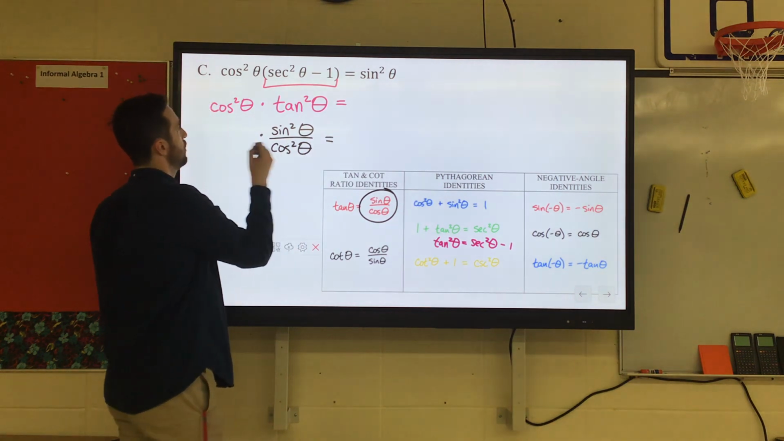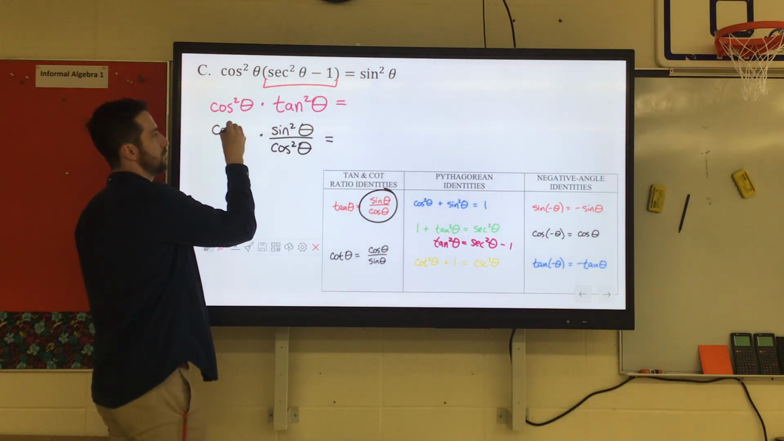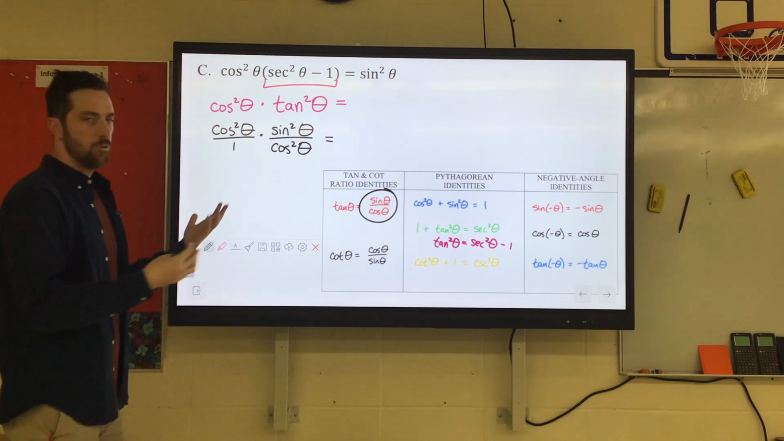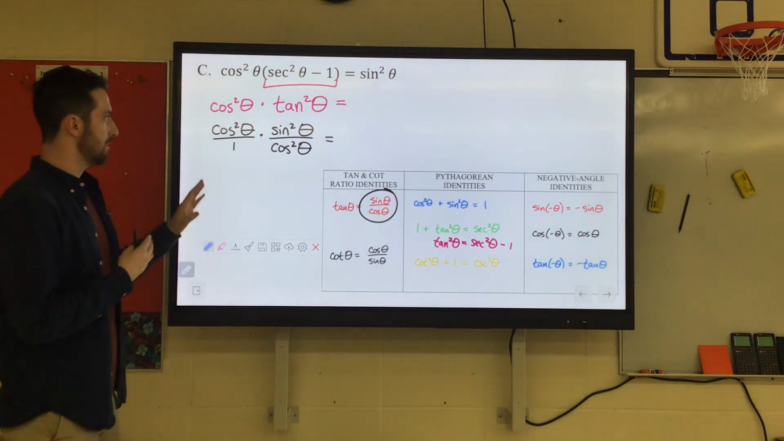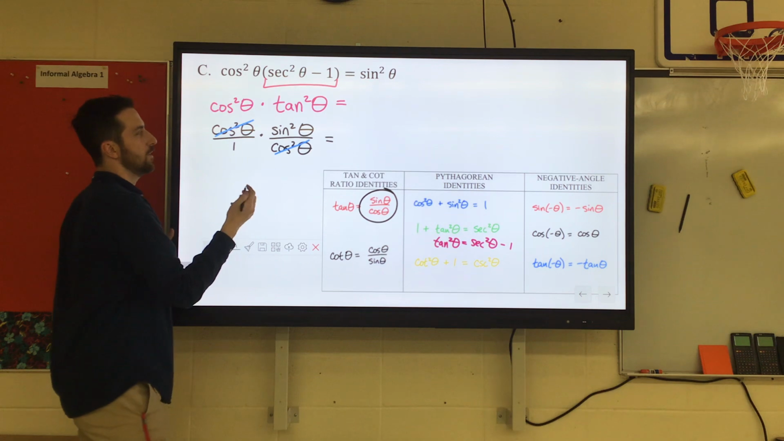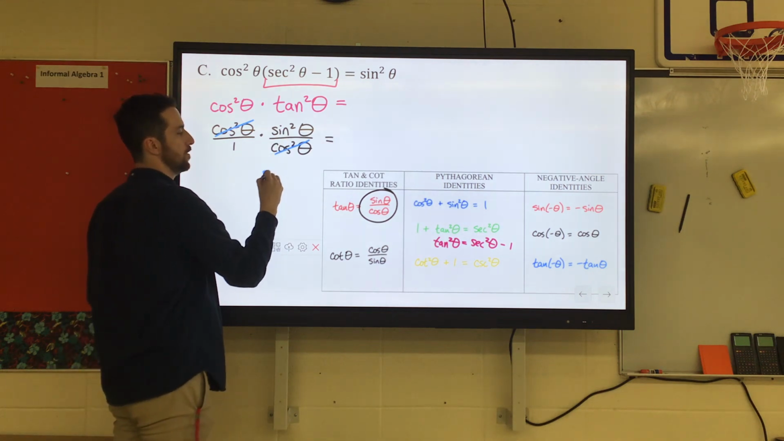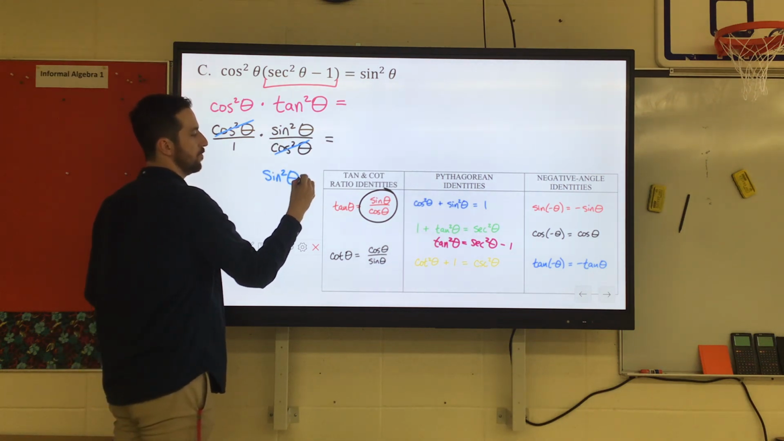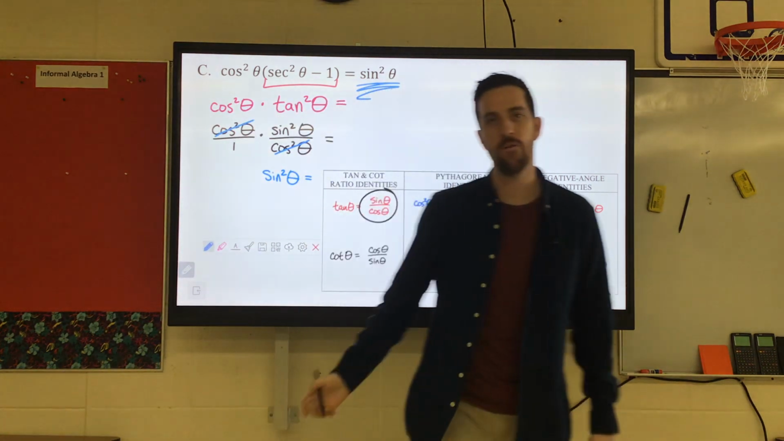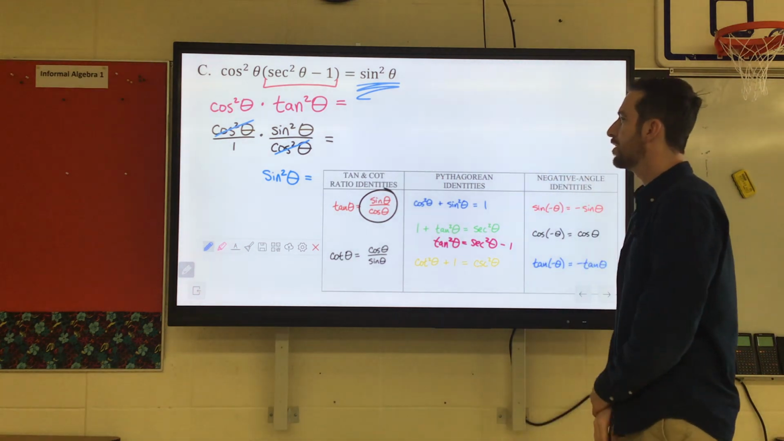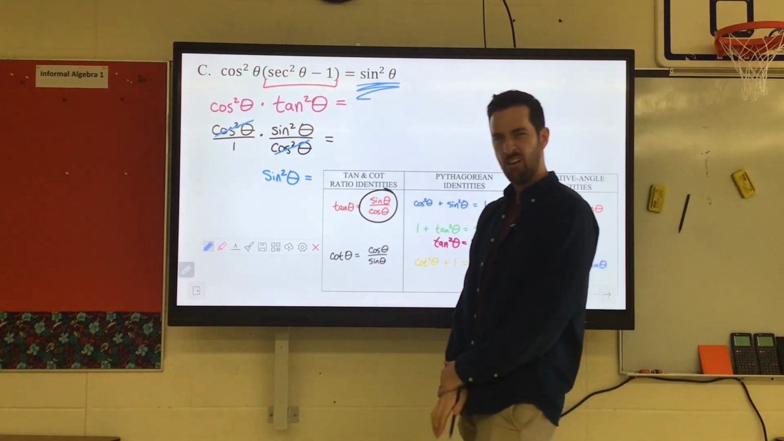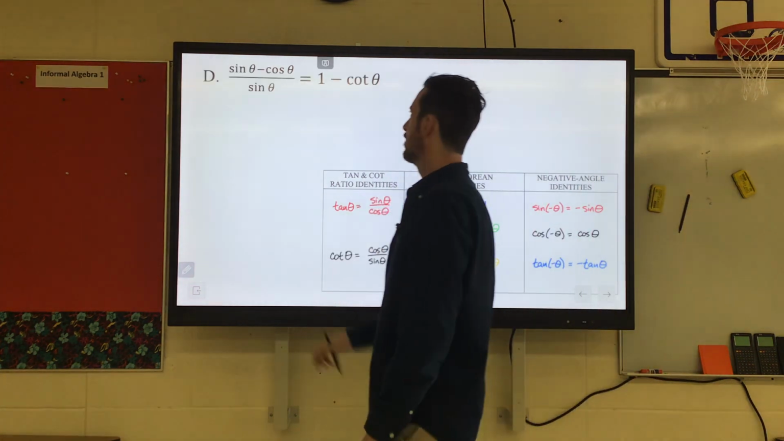And then maybe we could write cosine squared theta as cosine squared theta over 1. And then if you look again, we're multiplying fractions, so we can cancel out a common numerator and denominator. We can get rid of cosine squared with cosine squared, which just leaves us with sine squared theta over 1, which is just sine squared theta. That's what we're going for. Wow. Okay. That was pretty fun. Let's keep that party going.